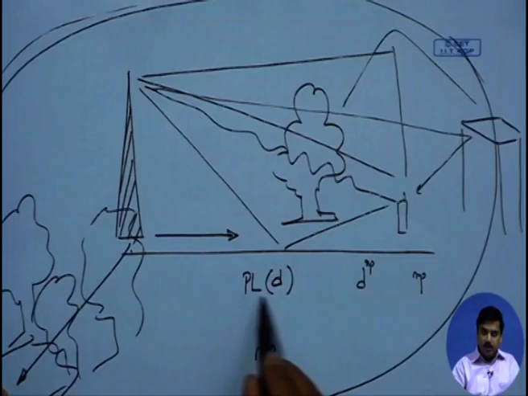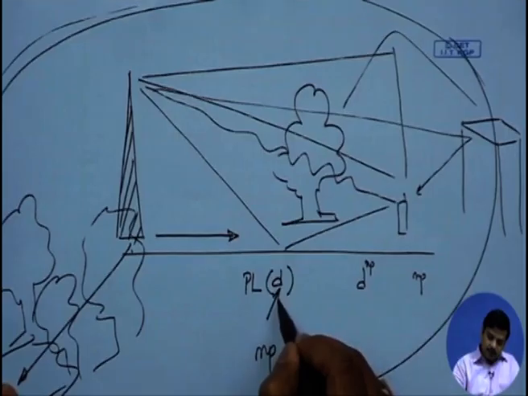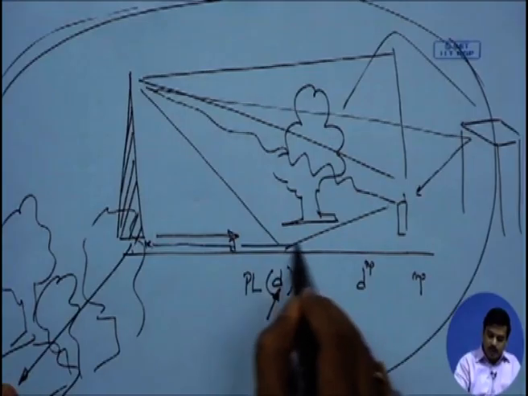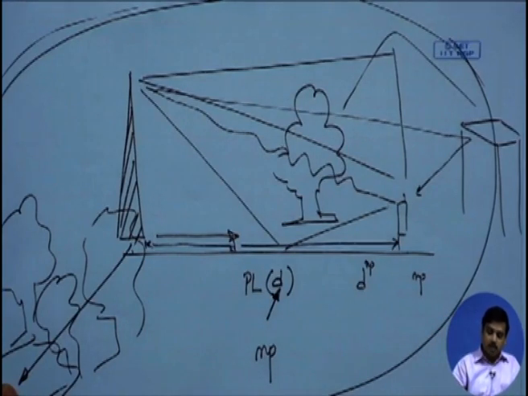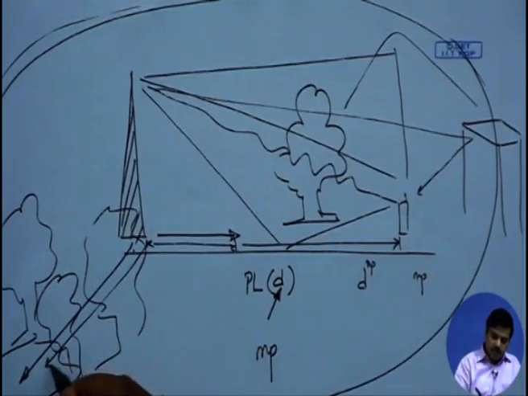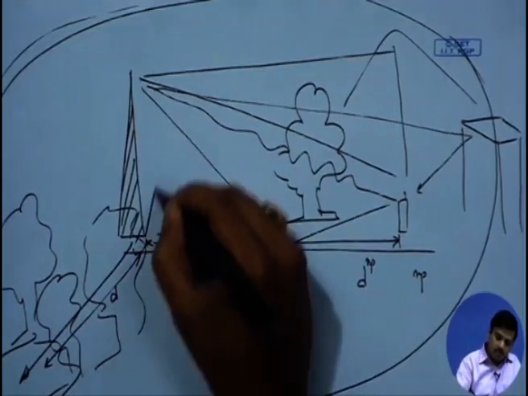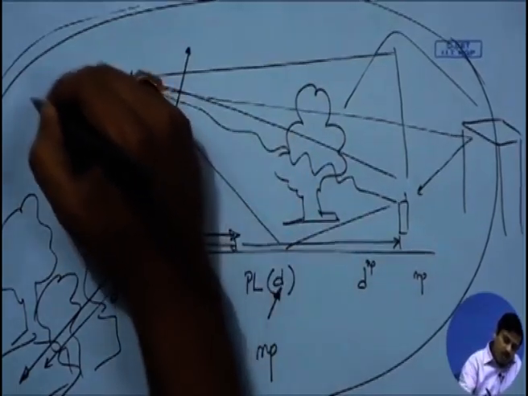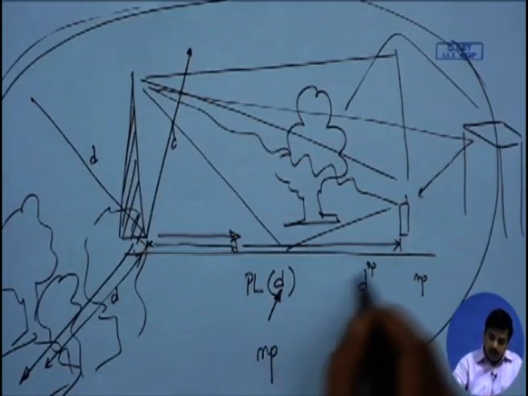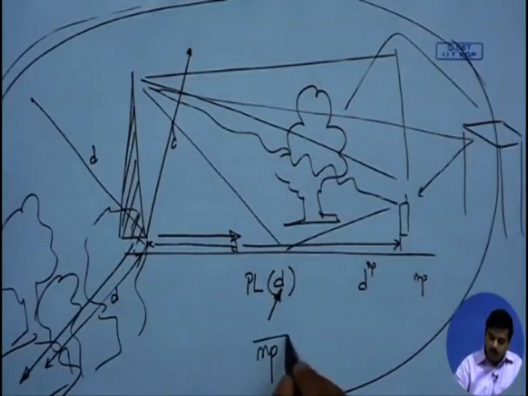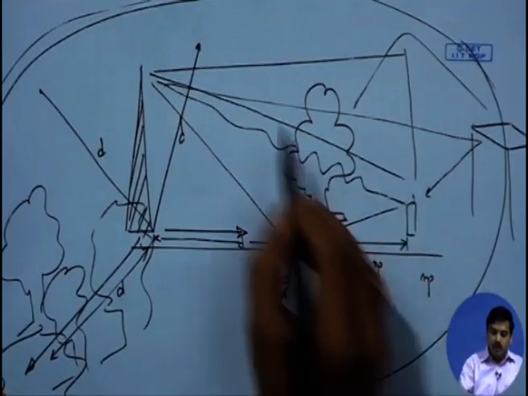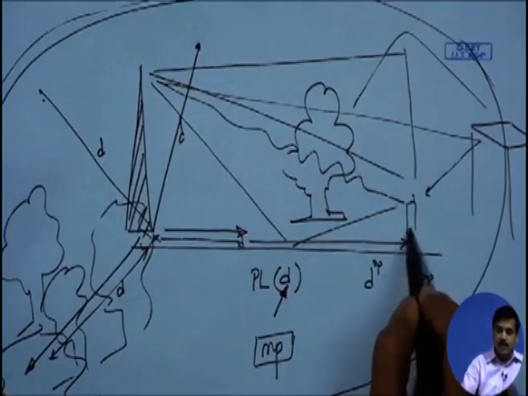Now, when it is given as PL of d, that means what we are concerned with is path loss as a function of separation distance between the transmitter and the receiver. This distance could be in this direction, or in this direction. It could also be in the other direction, or any other direction in this area. So, if we have to capture this whole area with one single value of n_p, we would not be able to capture the local variations as could happen in different directions.